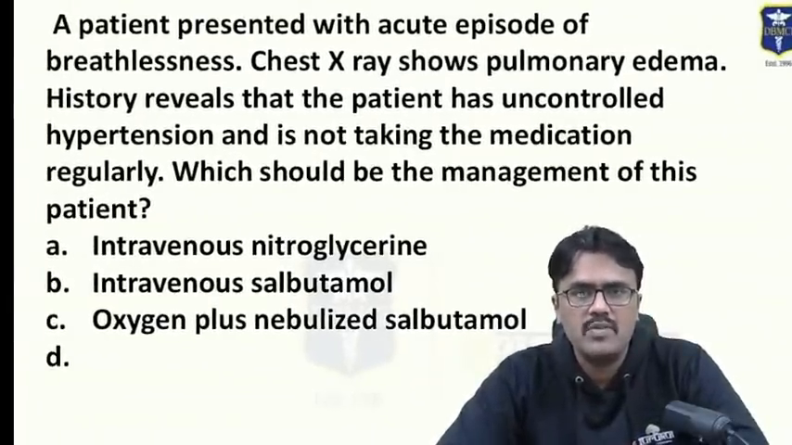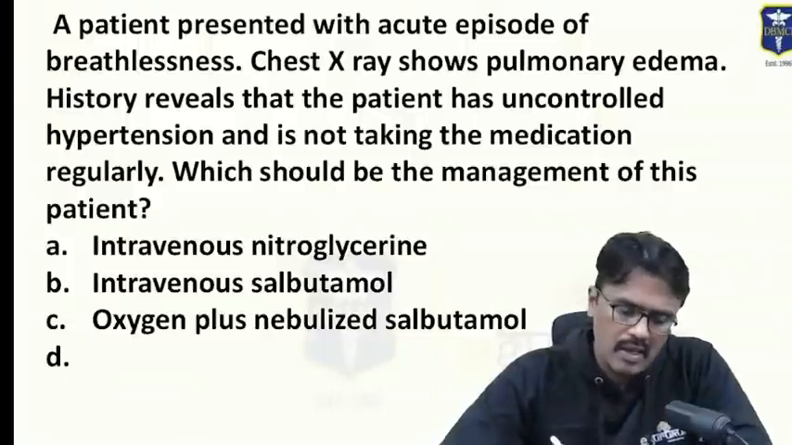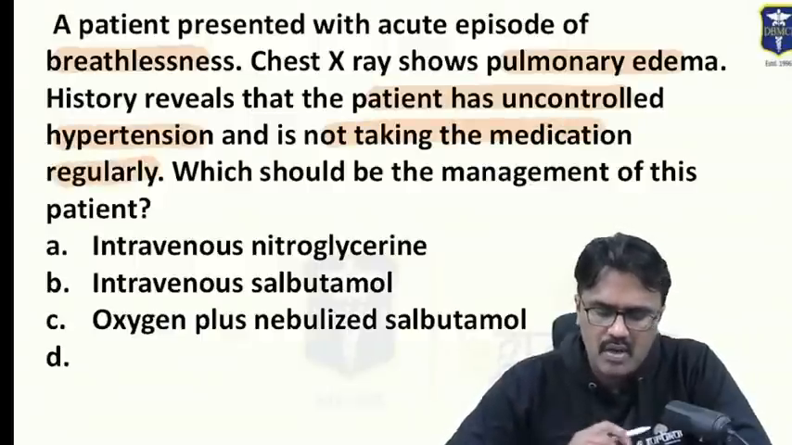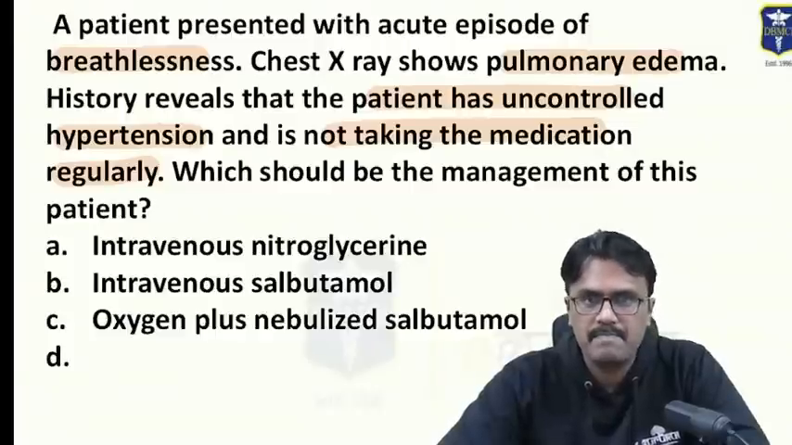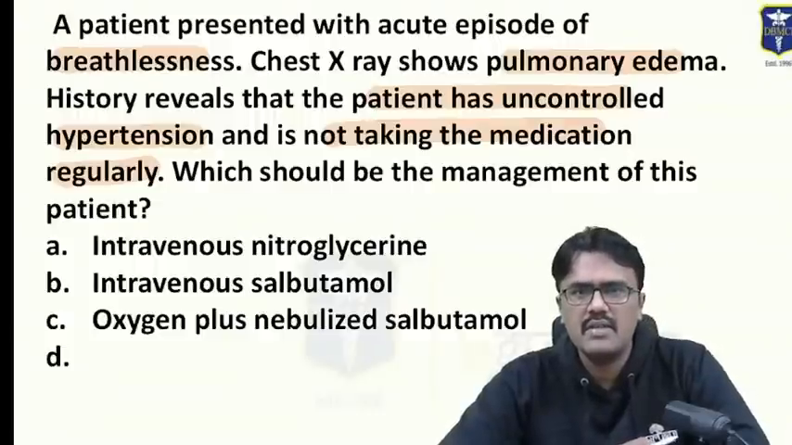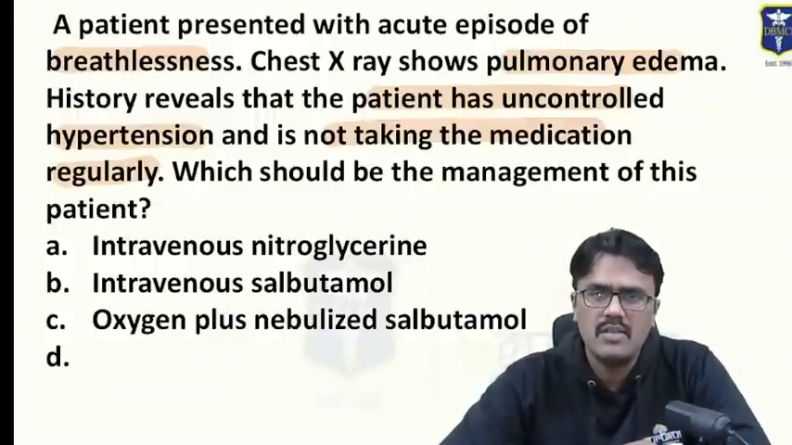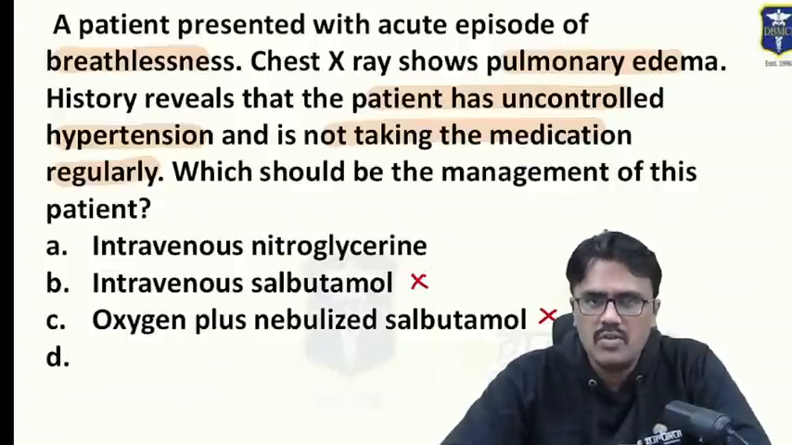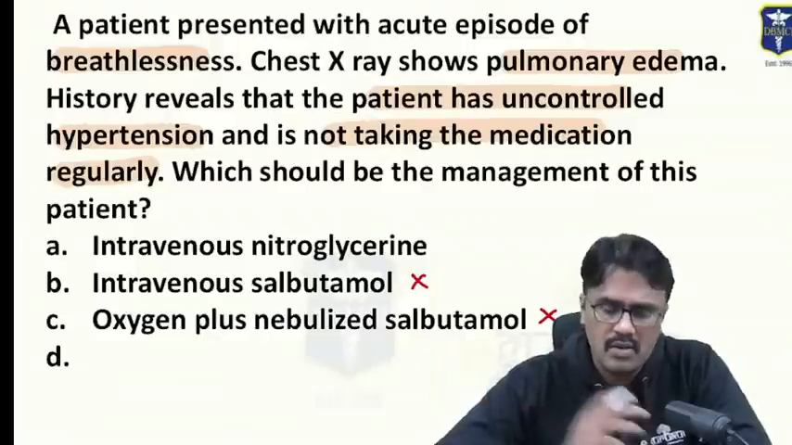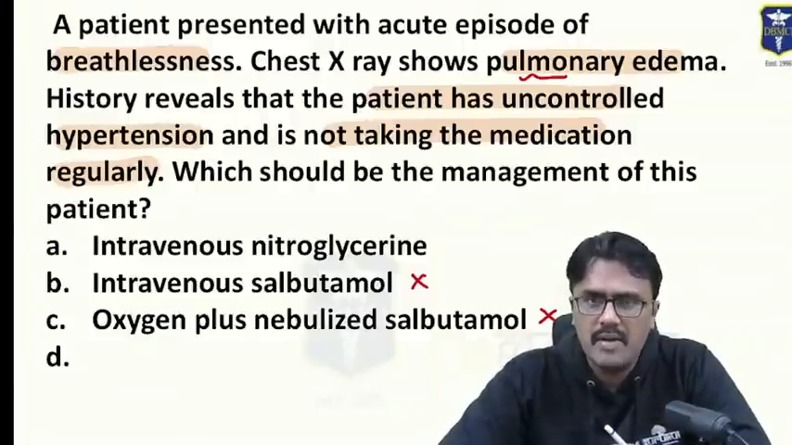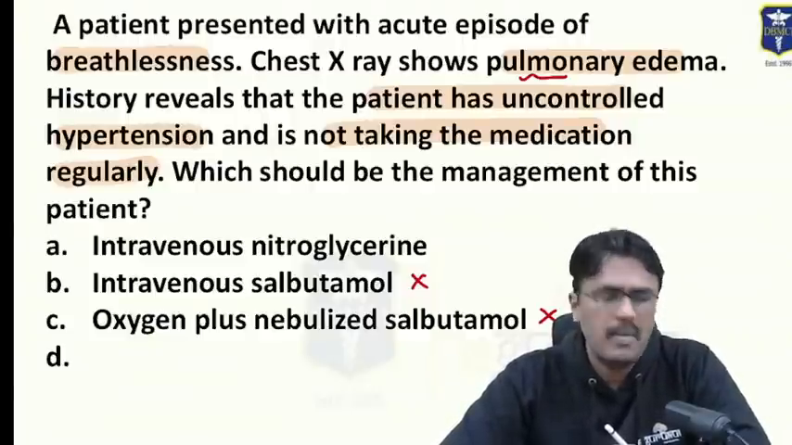Now, I don't know whether this question was there. A patient presents with acute episodes of breathlessness and chest x-ray shows pulmonary edema. History reveals that the patient has uncontrolled hypertension and is not taking the medication regularly. Which should be the management of this patient? Even if I don't know anything, if I read the options: intravenous nitroglycerin, salbutamol, oxygen plus nebulized salbutamol. Salbutamol has nothing to do with pulmonary edema, so that is ruled out. What is left is nitroglycerin, because nitroglycerin can take care of the acute CHF and pulmonary edema, and it can also take care of the hypertension. So that was the one.